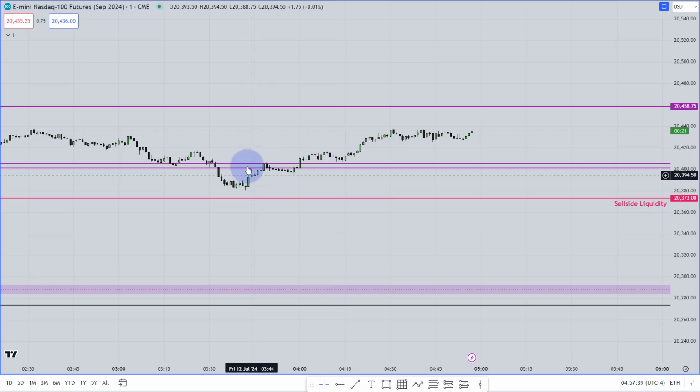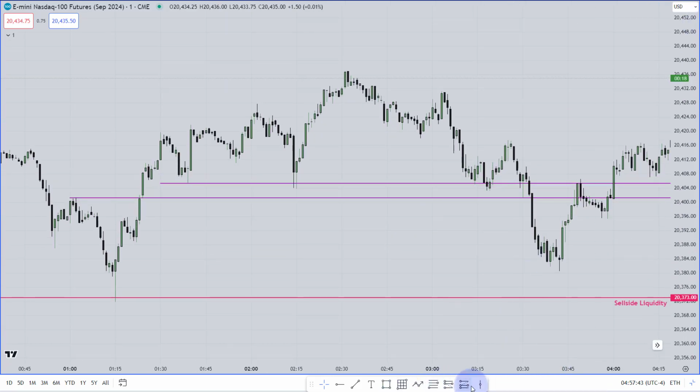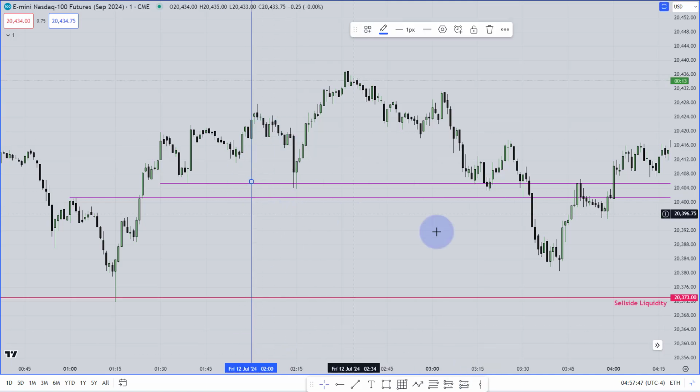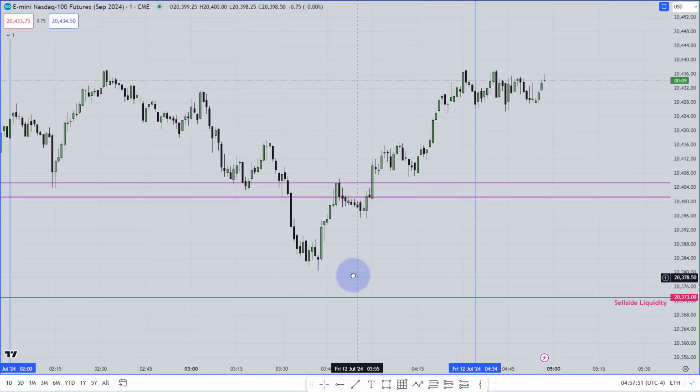That was your 15-minute bullish fair value gap. Okay. Now where does the London session start? I mean the London kill zone. The London kill zone starts around 2 a.m. So this is where the London kill zone starts, and it is going to end around 5 a.m.